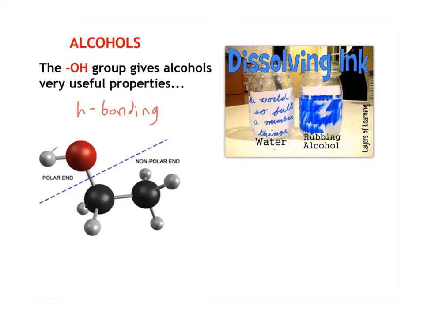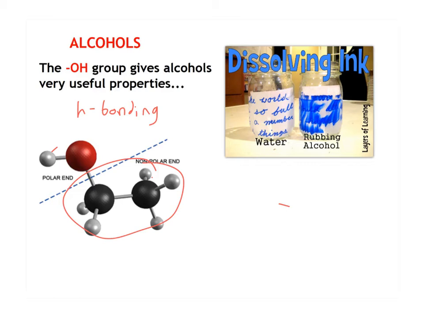This polar region also allows an alcohol to dissolve polar things. So it dissolves well in water. You might have heard of adult beverages which have 5% ethanol in them. So they are able to dissolve in water. And because they have this non-polar region, they are also able to dissolve non-polar things. So alcohols make excellent solvents and are used a lot for that purpose in industry.